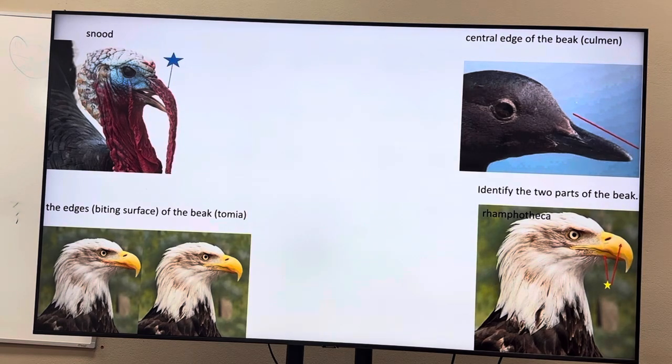So these are what we call ornamental structures. I'm not going to bother you much about these structures. You can read about ornamental structures, and you have comb, wattle, etc.